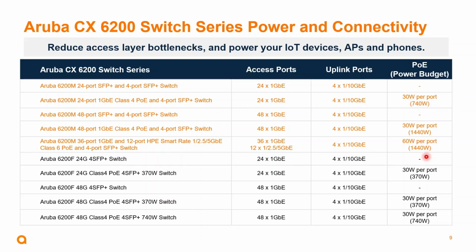We have three modular SKUs that support PoE, with a 24-port PoE switch supporting 30 watts per port with total PoE power of 740 watts. It's a fully PoE-powered switch where all the ports are capable of providing power at the same time. Next is a 48-port PoE switch. It supports up to 30 watts per port with total PoE power of 1140 watts. Now comes the major part. The Smart Rate SKU supports 60 watts PoE per port with total PoE power of 1440 watts.